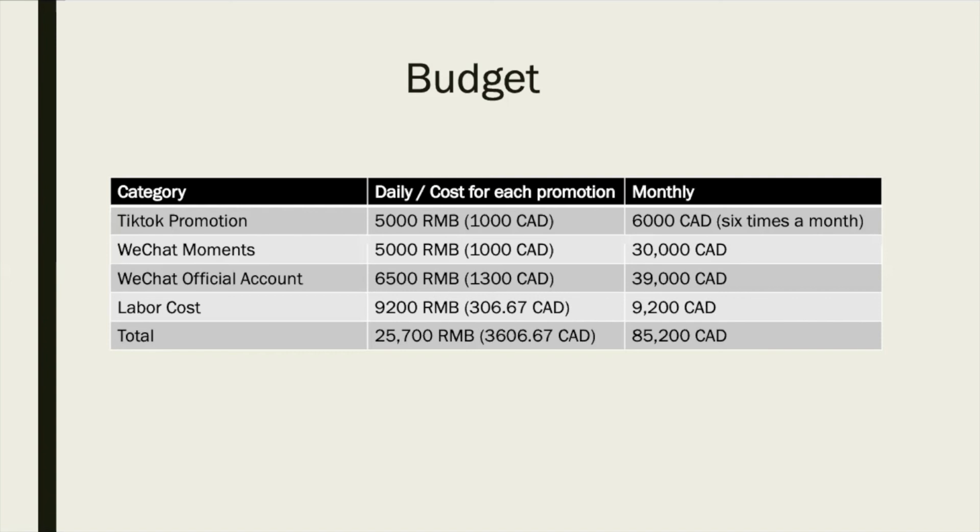And because we want to have a complete team to provide good customer service, mostly online, we are not considering labor cost for local retail stores for now. So we want to hire a team of 10, and the labor cost is going to be 90 to 100 RMB, so roughly 300 Canadian dollars a day for 10 labor workers working in Hainan, China. So monthly is going to be 90 to 100 Canadian dollars. So the total gets us to 85,200 Canadian dollars.